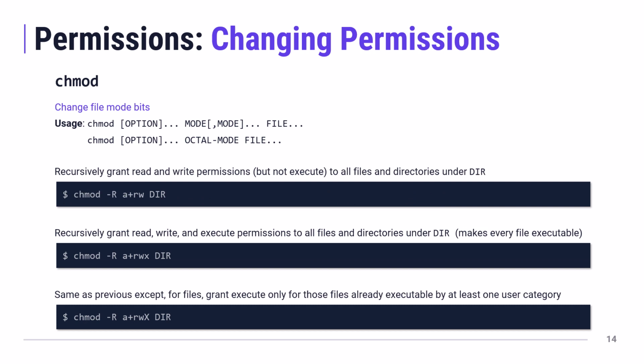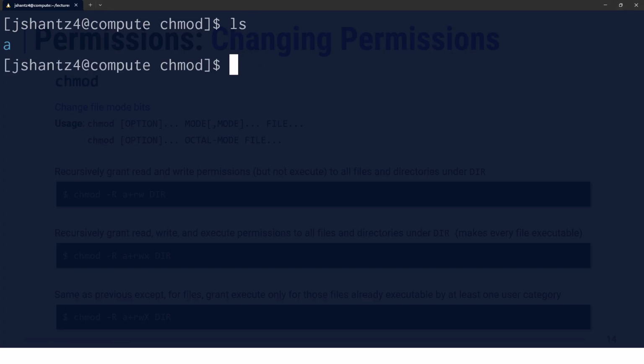So chmod changes permissions on files or directories. If we want to recursively change permissions, we use the -R option. So in our first example here, we're saying add the read and write permission on all files and directories under the given subdirectory. So read and write, but not execute. Second example is going to recursively grant read, write, and execute to everyone under the directory, but it's going to make every single one of our files executable.